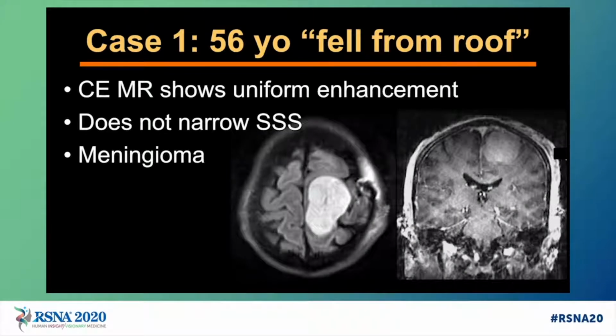We obtained an MR, and I'm showing you two contrast-enhanced images. You can see that the lesion shows uniform enhancement. It lies near, but does not invade or narrow the superior sagittal sinus. This is an important piece of information because if surgery is contemplated, the surgeon needs to be very careful not to occlude the sagittal sinus. Surgery went well, and at pathology, the lesion turned out to be, as expected, a meningioma.